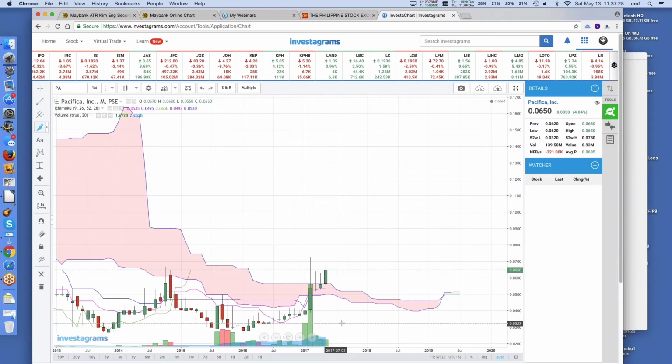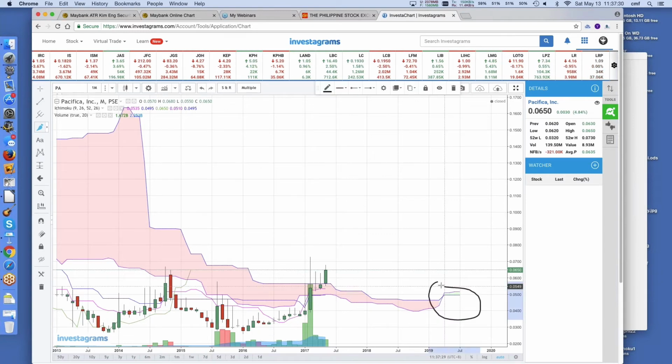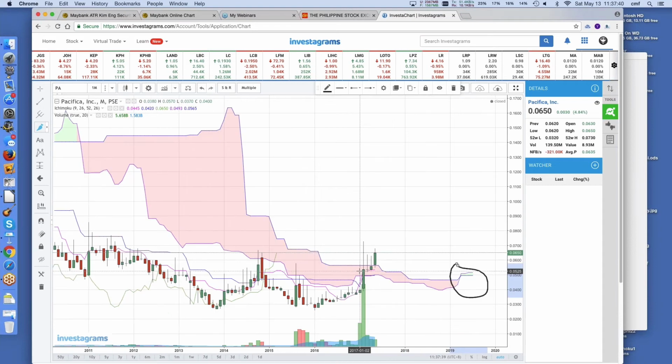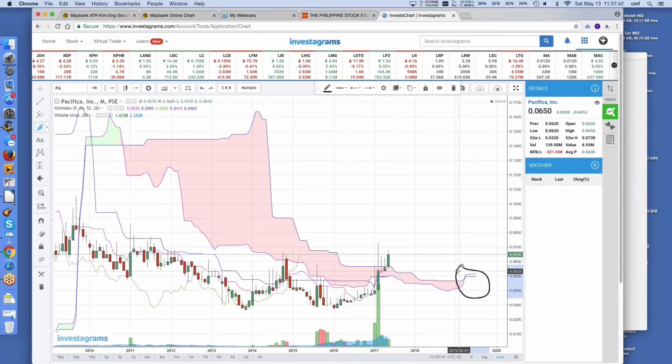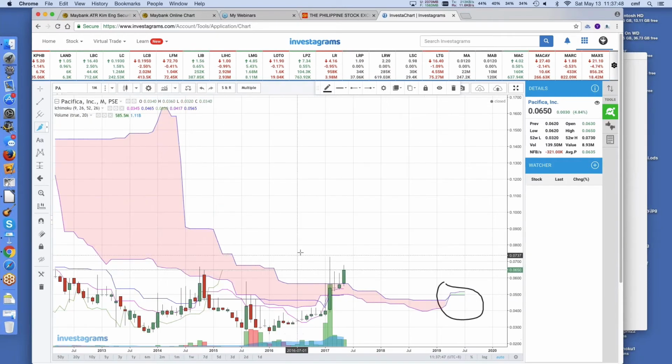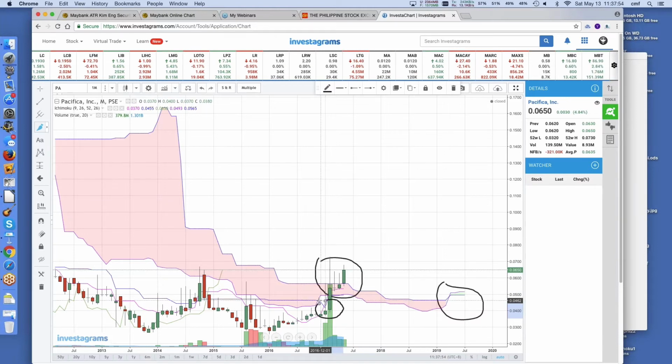Here's an example. And you see there's a Kumo twist here, right? Rarely do you find Kumo twists happening in the daily, weekly, and monthly charts at the same time. This is not very common. So you see that twist here at Pacifica. So you have bullish price movements on all time frames, plus price is above the Kumo. There's a Kumo twist. There's a crossover here.